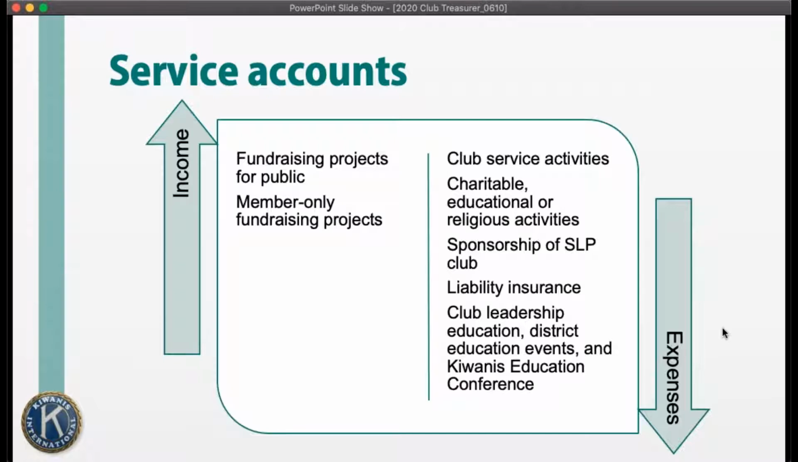Article 8, Section 1 of the club bylaws stipulates that monies received for the club service activities, regardless of the source, may only be used for service activities. The service account covers expenses for all club service activities, as well as educational, religious, and charitable activities. It can also cover liability insurance, SLP expenses, club leadership education. New this year is also the ability to use your service account with the Kiwanis Education Conference.